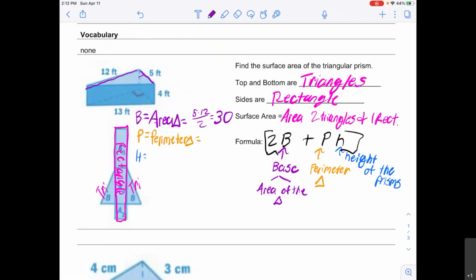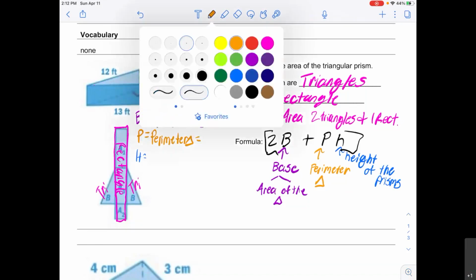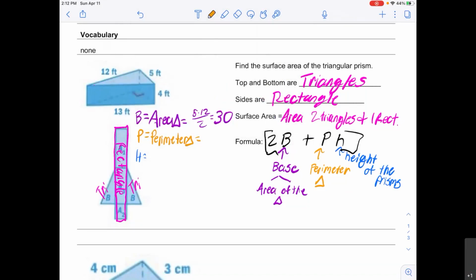Then to find the perimeter of my triangle, all I have to do is add up the 3 side lengths. So I know this side is 12. I know this side is 5, so I'll do 12 plus 5, and then plus this side, which is 13. When I combine those three things, I also get 30.